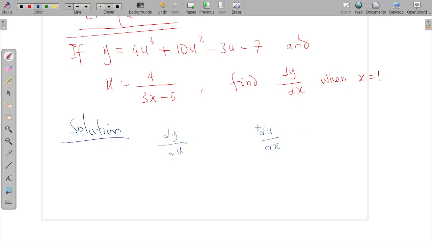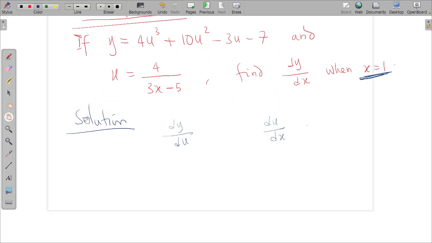All right. Now we are given x equals 1, but we don't know what u will be. So you need to put x equals 1 into this expression to get u. Okay, let's go, and then things will be clearer to you. Let's find dy over du first. Okay, dy over du will be what?